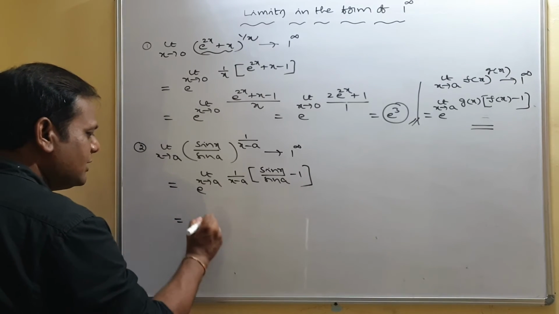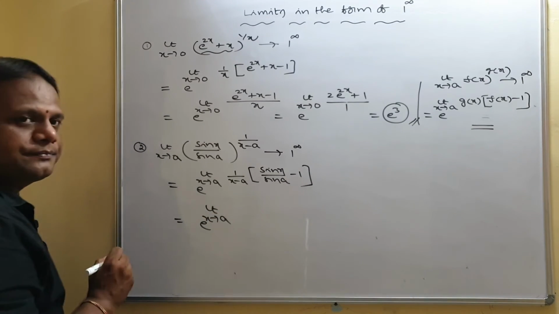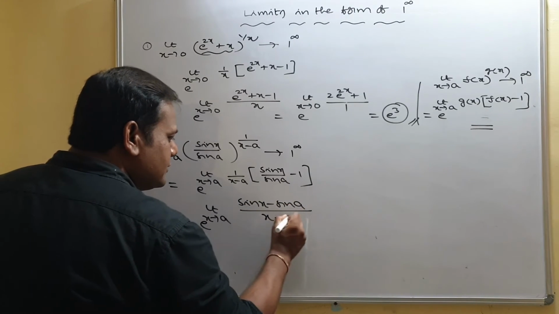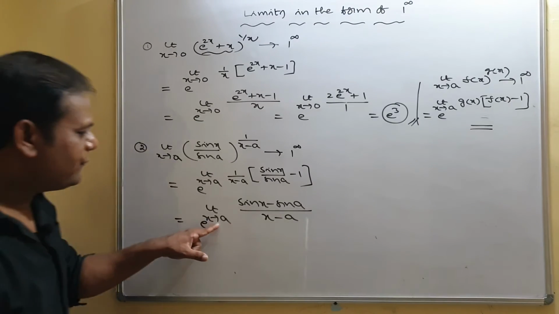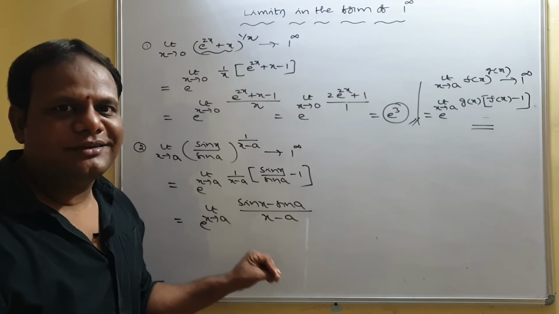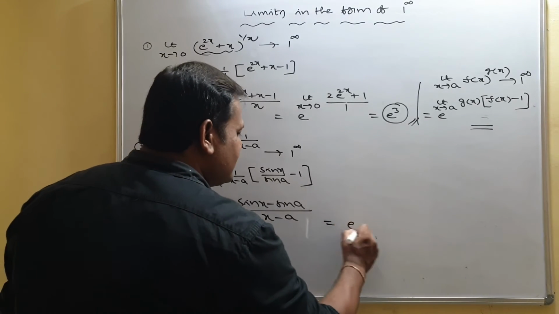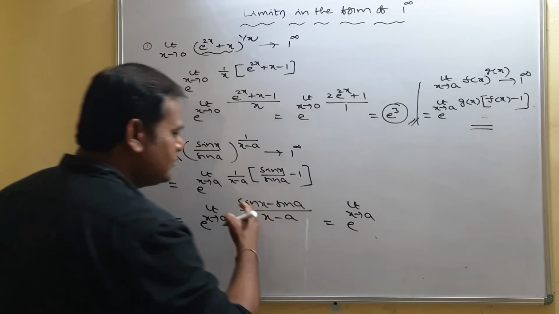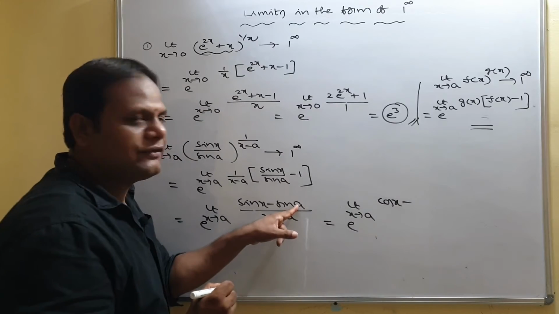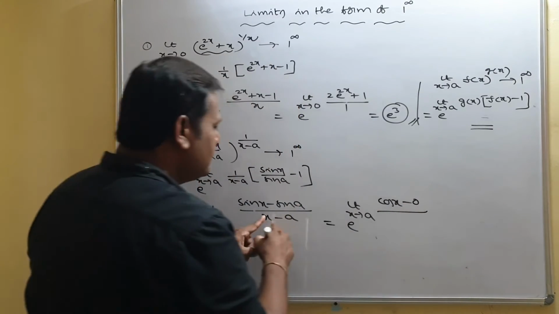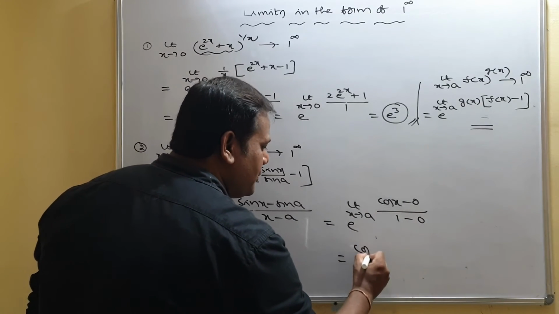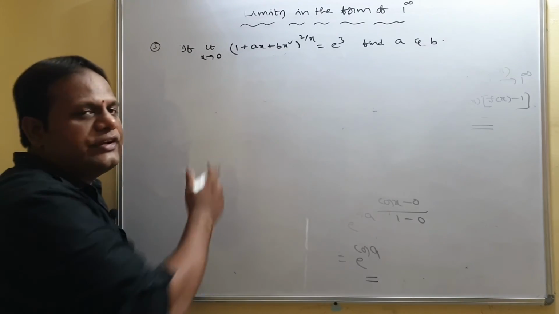Now do simplification. E power limit x tends to a, it will be (sin x minus sin a) by (x minus a). Now if you take x as a, it takes 0 by 0 form. So again we apply L'Hospital rule. Then what we get? E power limit x tends to a, take the derivative of numerator. What is the derivative of sin x? It is cos x. Derivative of sin a is constant, so 0, by derivative of x, 1 minus 0. You take x as a. So what is the answer to this problem? E power cos a.